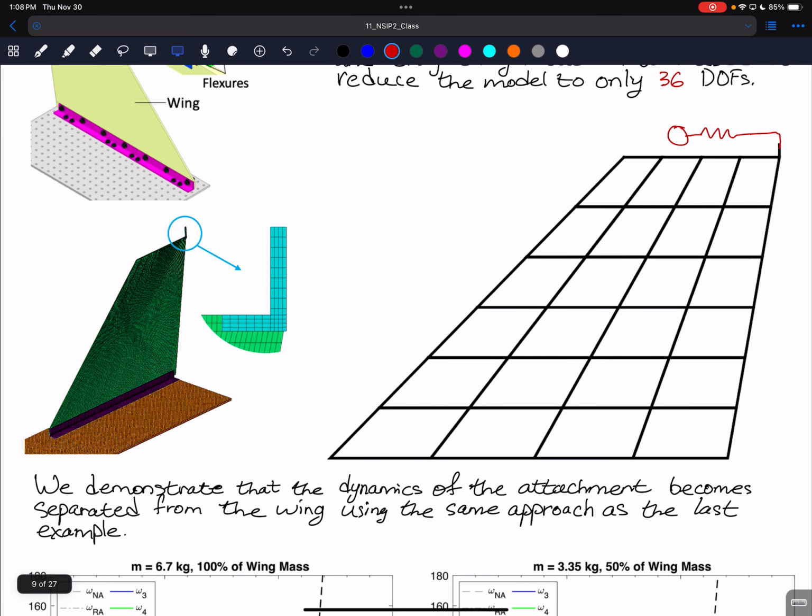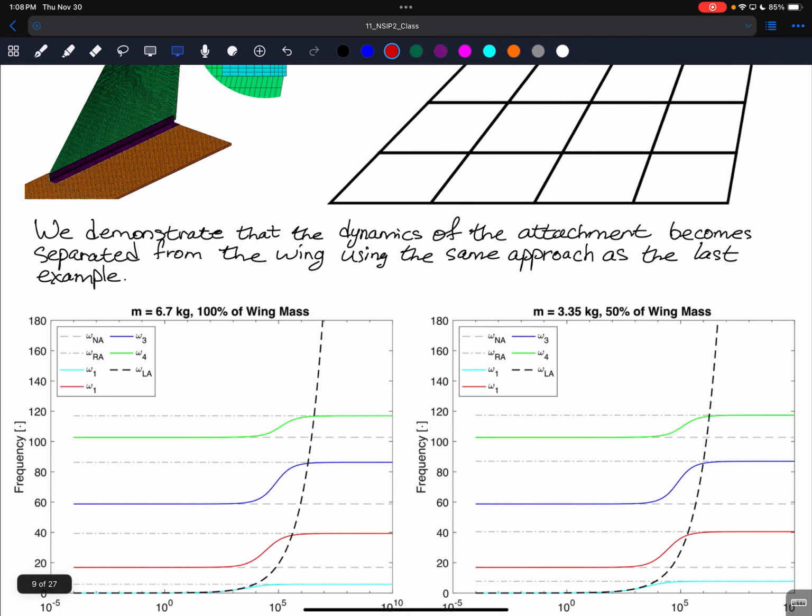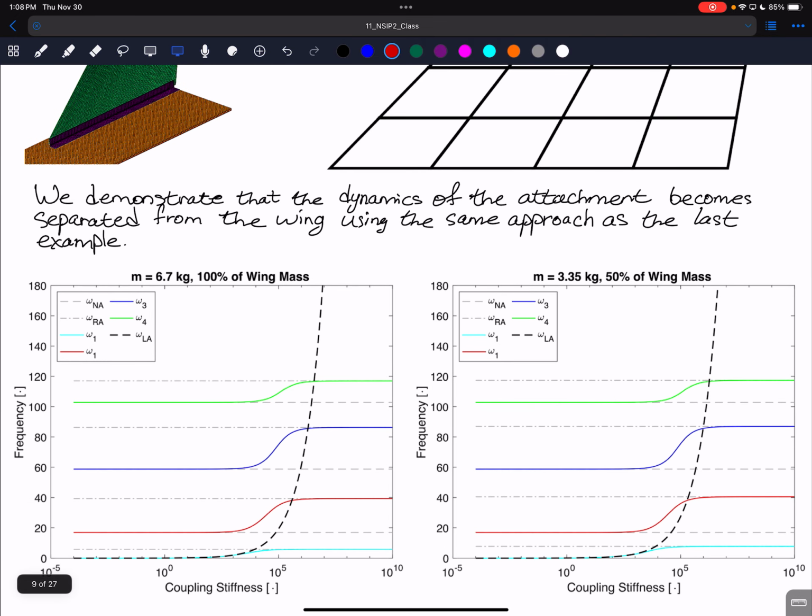So we're going to do the same thing we just did before. In this case, we have a finite element model for the aircraft, or for this wing. We're going to augment the local attachment to that, and then we're going to change the coupling stiffness and compute the natural frequencies. And we're going to find that there's a similar behavior as what you saw previously, except now it involves many modes, all of the modes of the structure. And I've only plotted the first four of the structure.